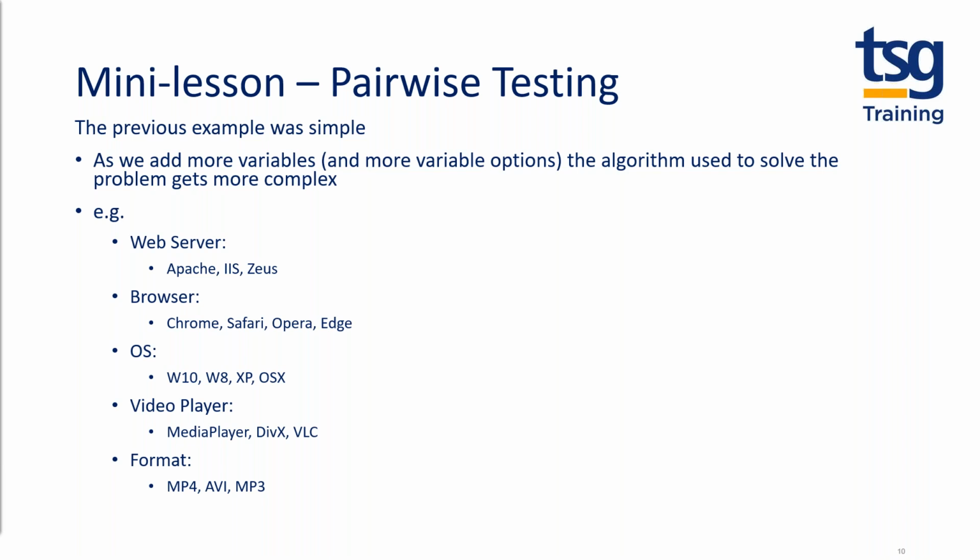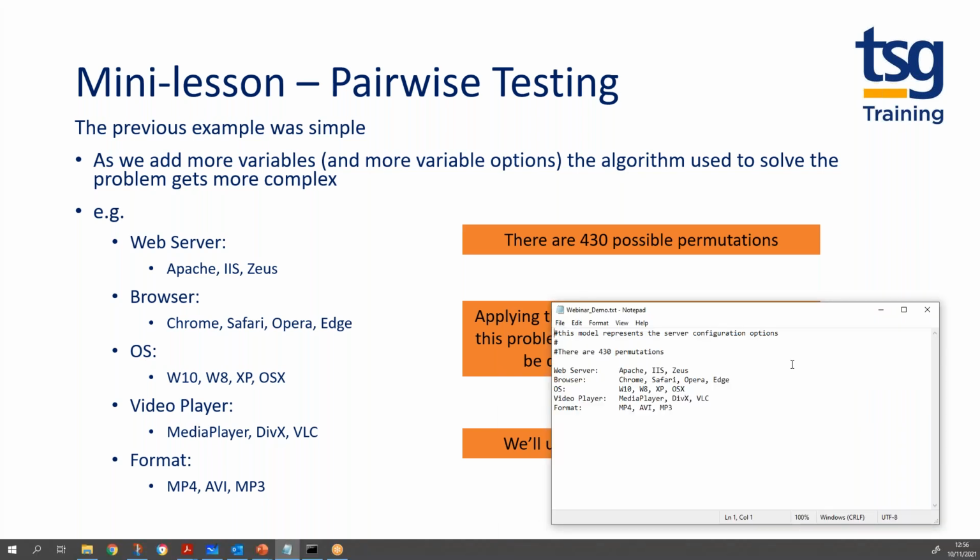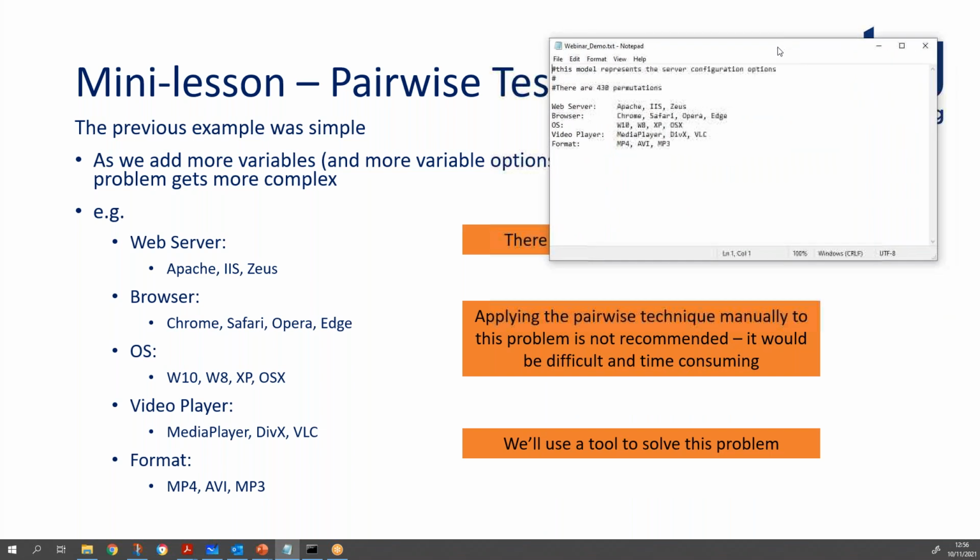So here I've got a problem, and there are 430 separate permutations. Now, if I try to do this manually, that's going to be a pretty big headache. So the thing is, we don't have to. I can actually use a tool to do this. So what I've done is I've just taken these parameters: web server, browser, operating system, video player, and format, and I've created a text file.